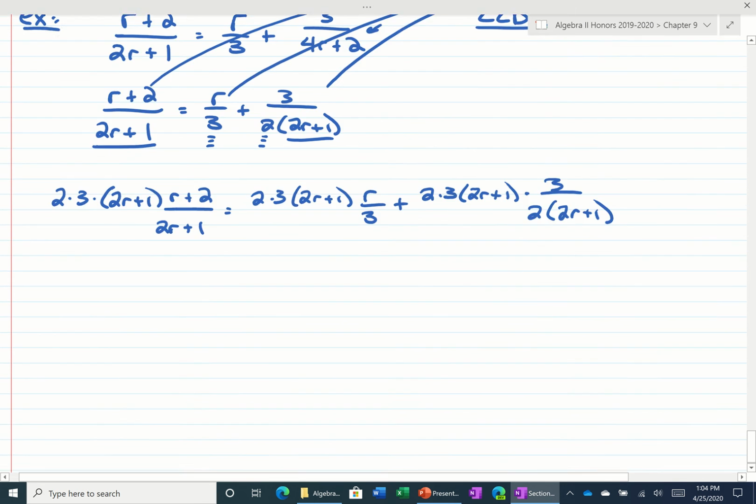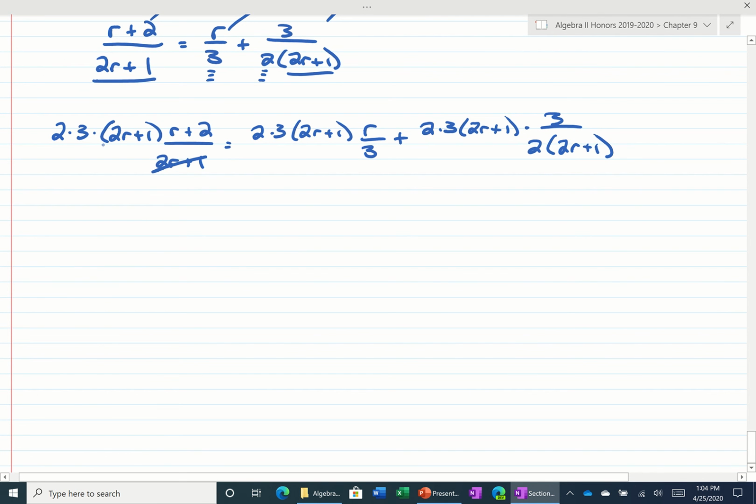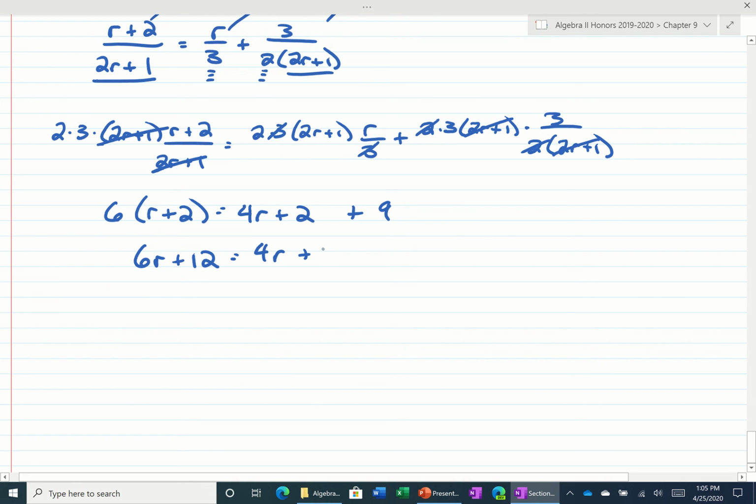Alright, so a lot of writing, just be careful. These cancel. So we're just going to have 6 times r plus 2 is equal to, these cancel, 4r plus 2 plus, see, these cancel, the 2's cancel, 3 times 3 is 9. So we get 6r plus 12 is equal to 4r plus 11. So 2r would equal -1.